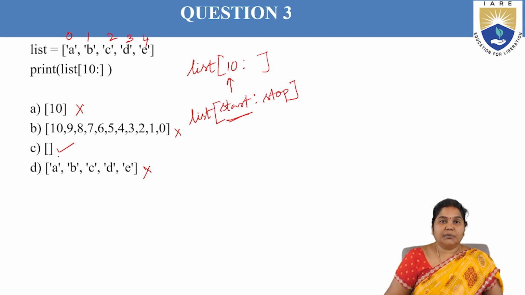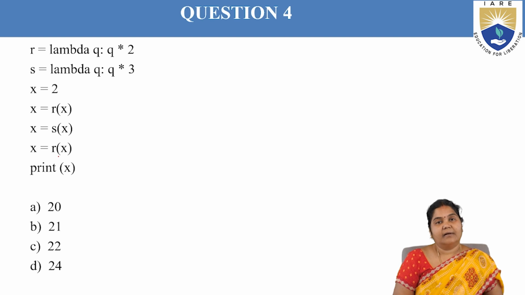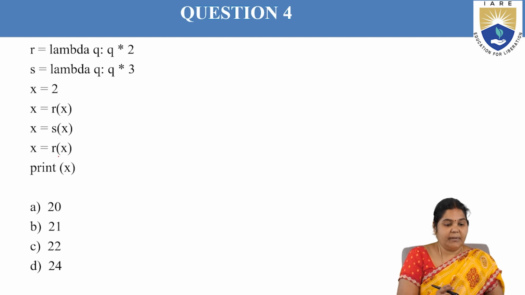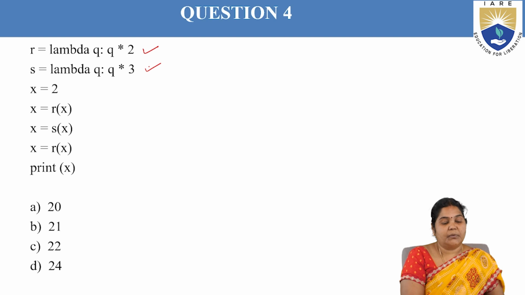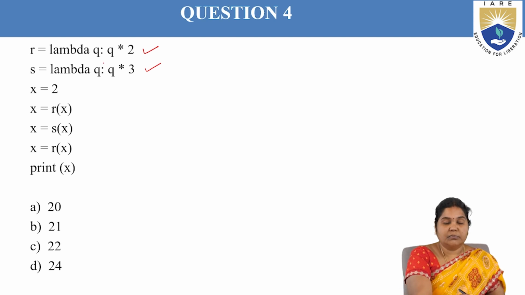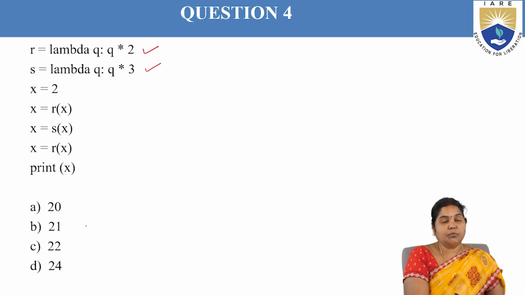Now let us move on to the next question. In the fourth question, they have used one anonymous function called lambda. R and S are two functions. Lambda of Q, where Q is the parameter, we are doing Q into 2, and S is the anonymous function, where you are doing Q into 3. So how do we execute or solve this problem?